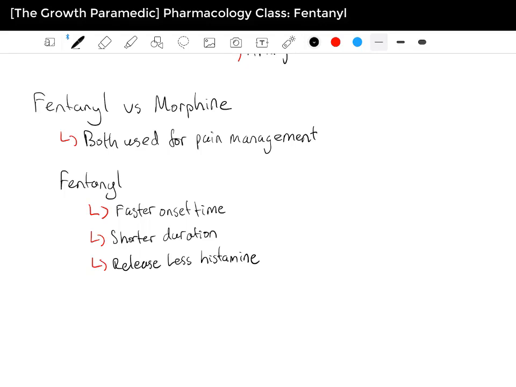In the pre-hospital setting though, fentanyl is normally only administered via the nose, so the nasal route. Take it as you will, but I would call that a disadvantage. So let's go with advantage, and let's go with disadvantage.